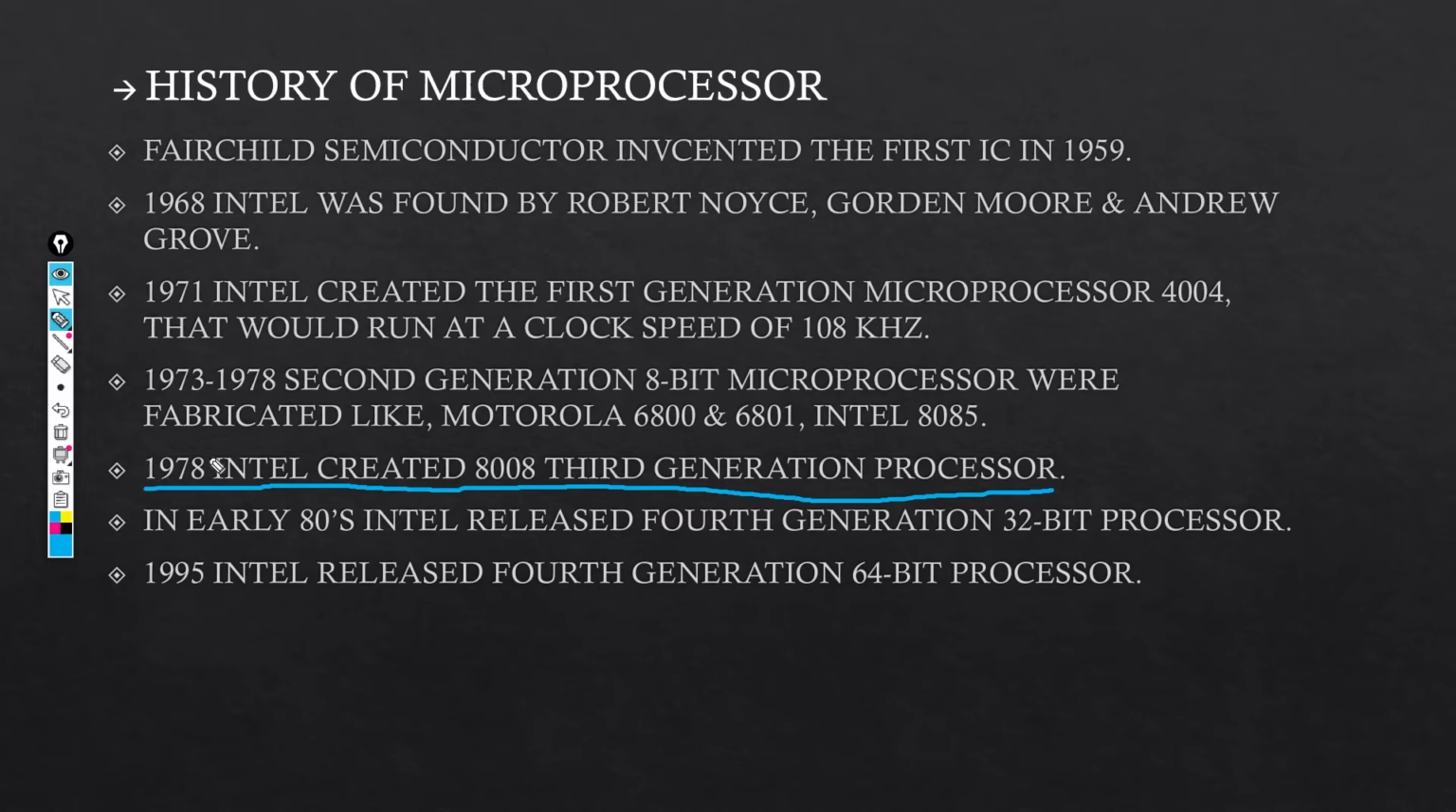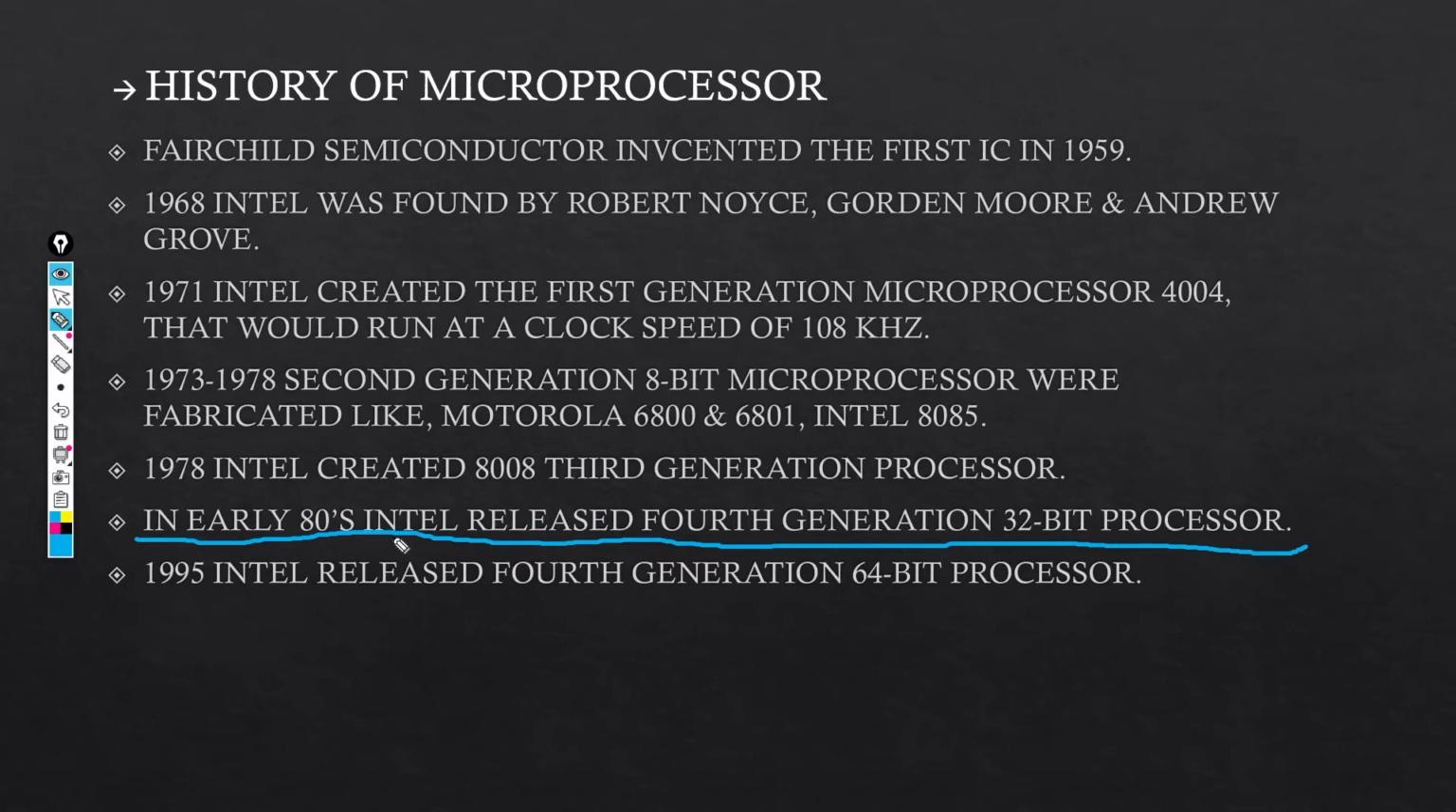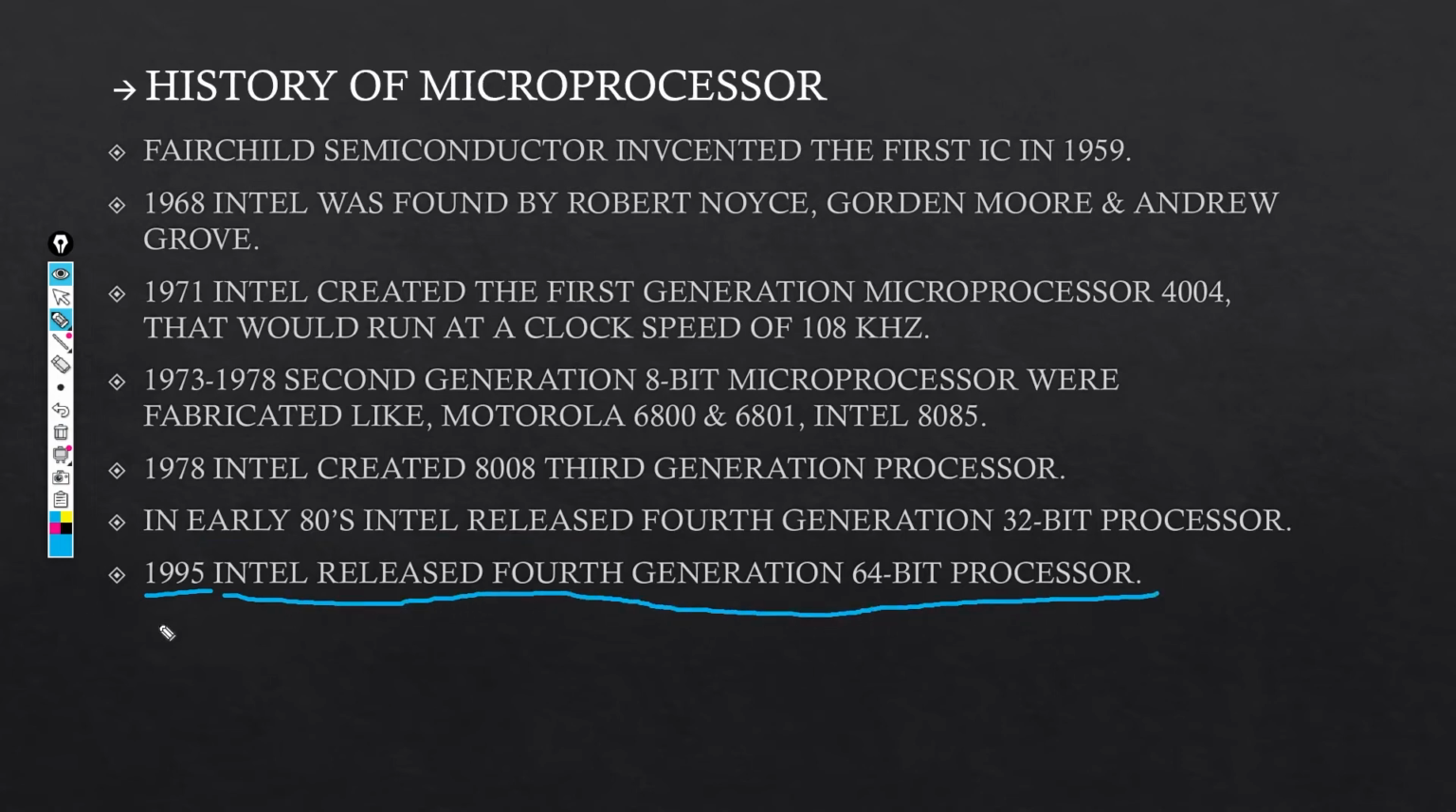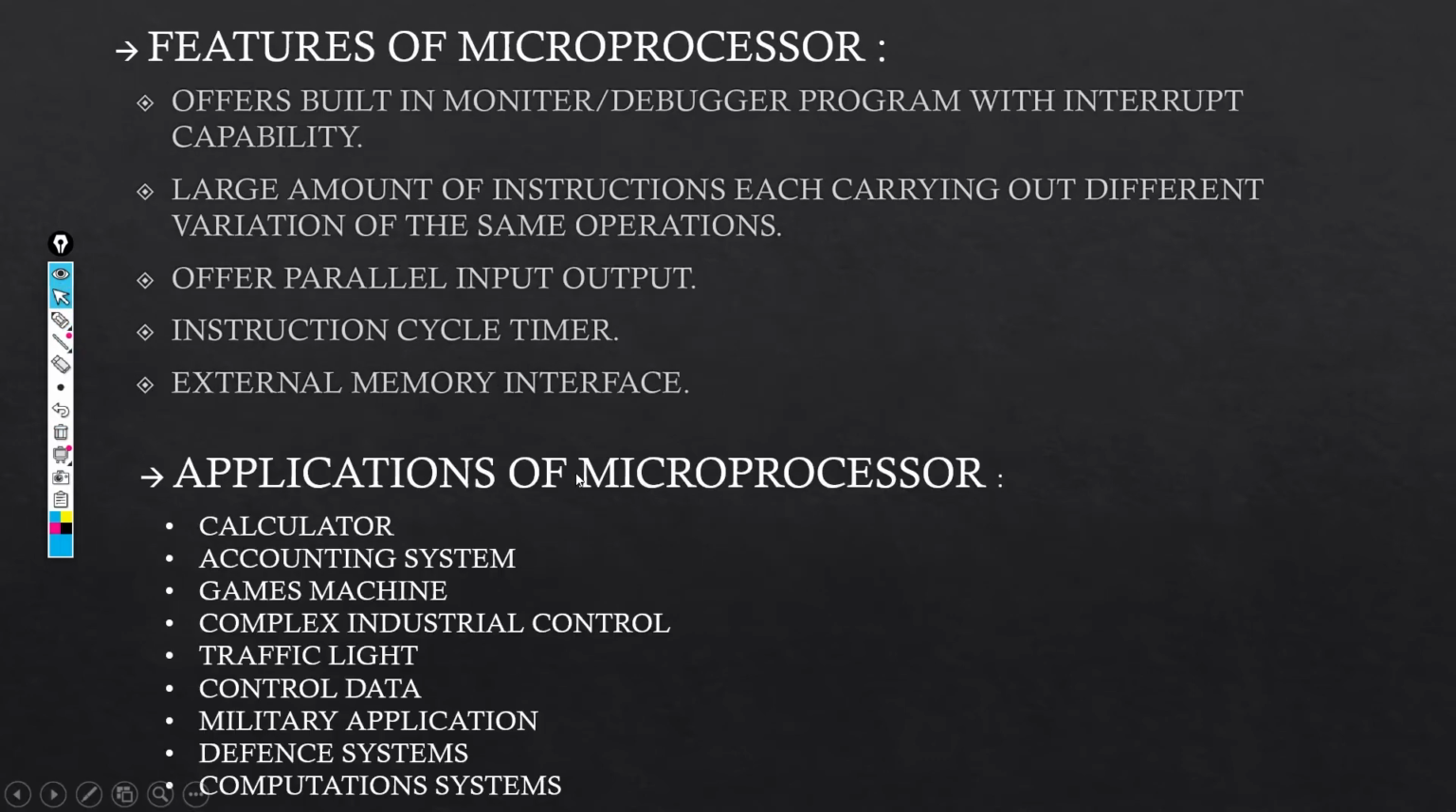As you can see, we are hearing this name a lot: Intel, Intel, and Intel. As I have told you, Intel is the main producer of microprocessors or integrated circuits. In the early 80s, Intel released a fourth generation 32-bit processor. And in 1995, Intel again released a fourth generation 64-bit microprocessor. So this is a brief history of microprocessor and where it came from.